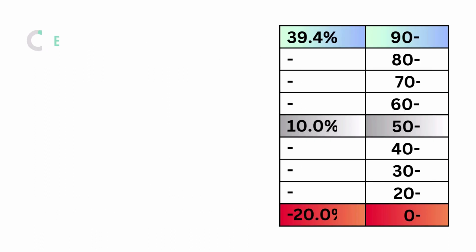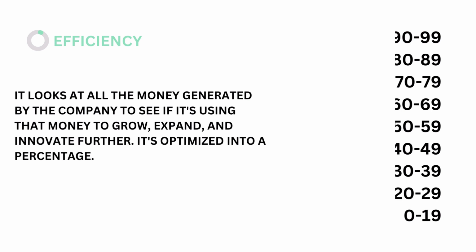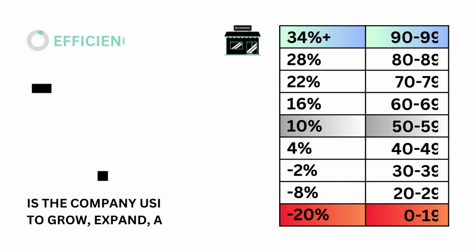Fifth, efficiency. Efficiency looks at all the money generated from the company to see if it's using that money to grow, expand, and innovate further. It's optimized into a percentage. The models tell us that an efficiency rate of 10% is considered average. Here's our efficiency grade.